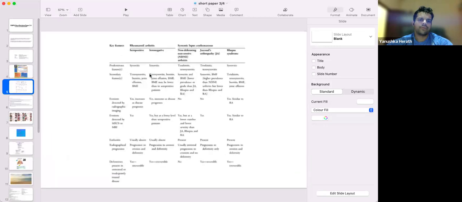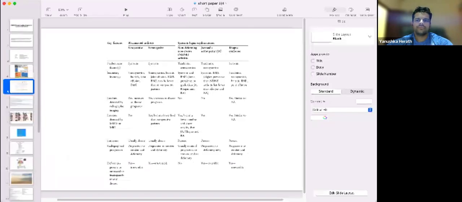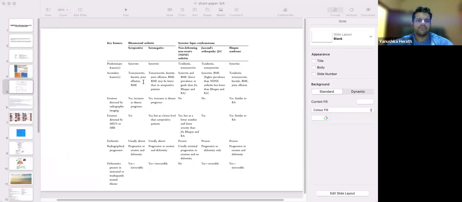Okay, next one, features that favor SLE. What do you think? Butterfly rash, true, right? Yes. Then the other one is also true. Okay. False, true, true, false.